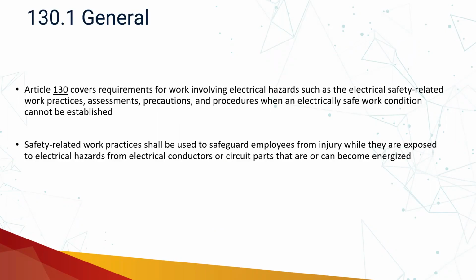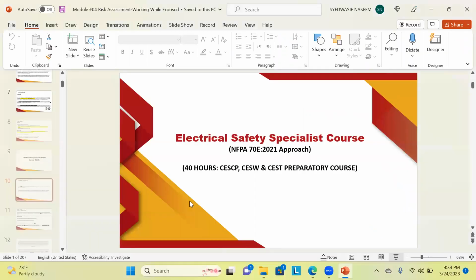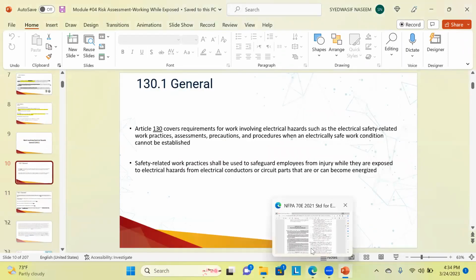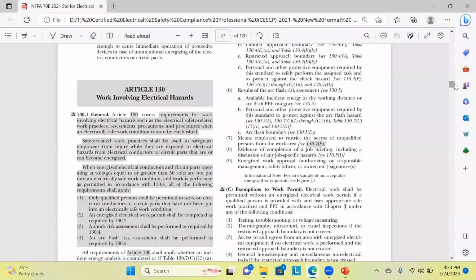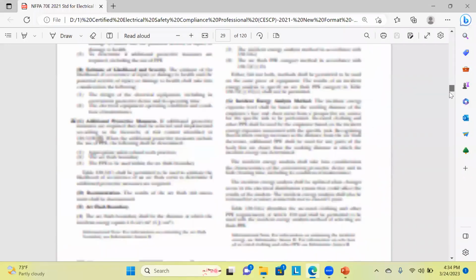Sir, is there any PPE which clearly, categorically has any stamp, any NFPA 70E conformity or something? Basically, it won't say NFPA 70E conformity. It will represent the ASTM standard, which I am going to cover in module number 5. But you have asked the question.